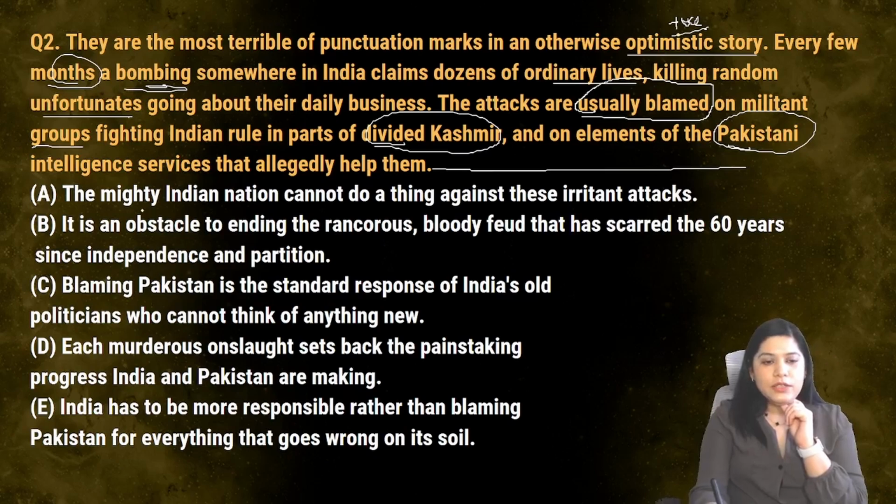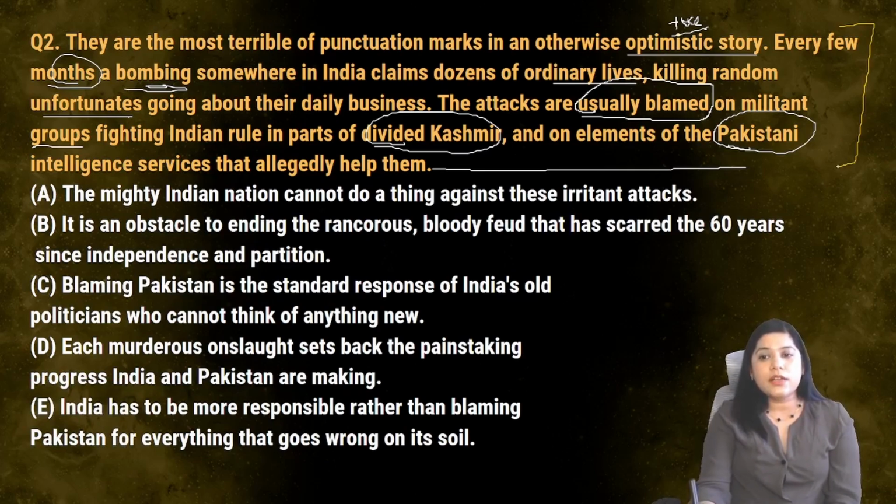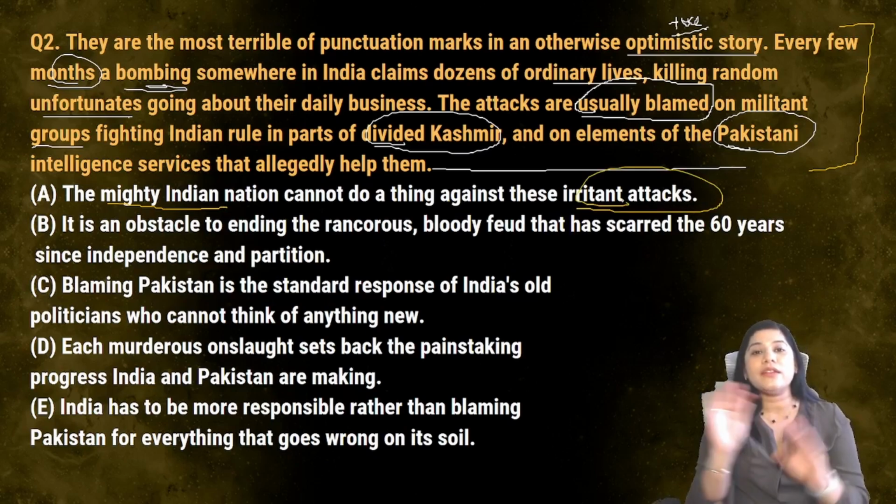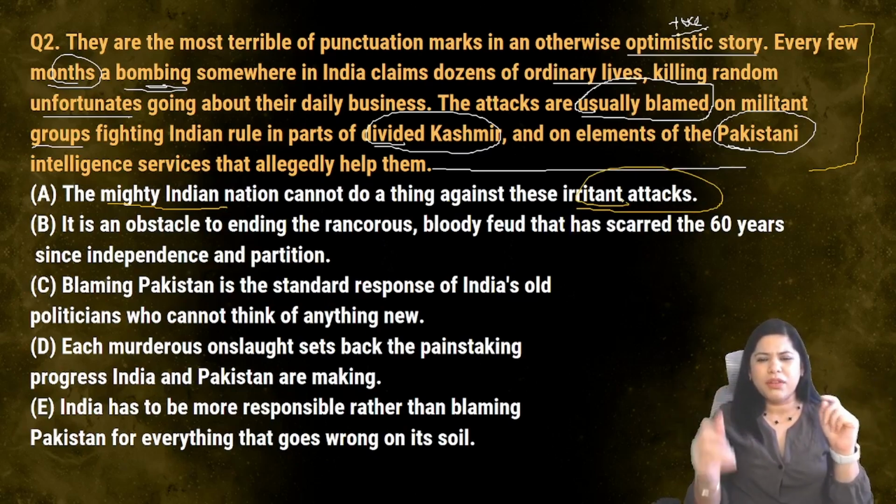So let's read the options. Option A, the mighty Indian nation. Also, see, this person seems concerned about India. It happens and we blame it on Pakistan. So the mighty Indian, see, it's a taunting type of language. The mighty Indian cannot do a thing against these. We cannot do anything against it except blaming. This is a little extreme tone according to me, offensive tone.